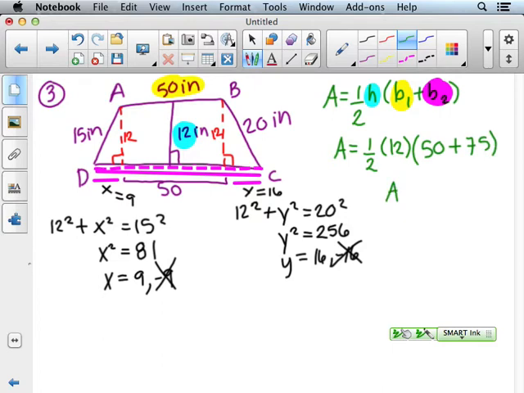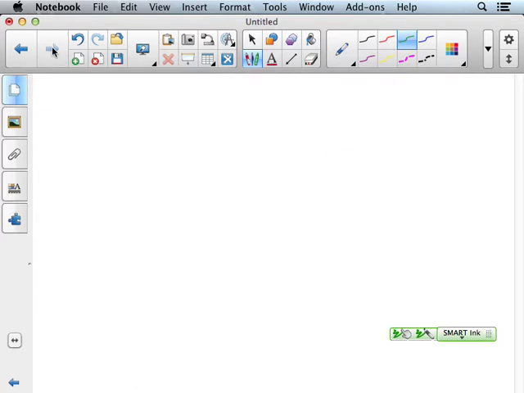And we work that out, and you get 750 inches squared. Final answer. And remember, the area is always measured in units squared.